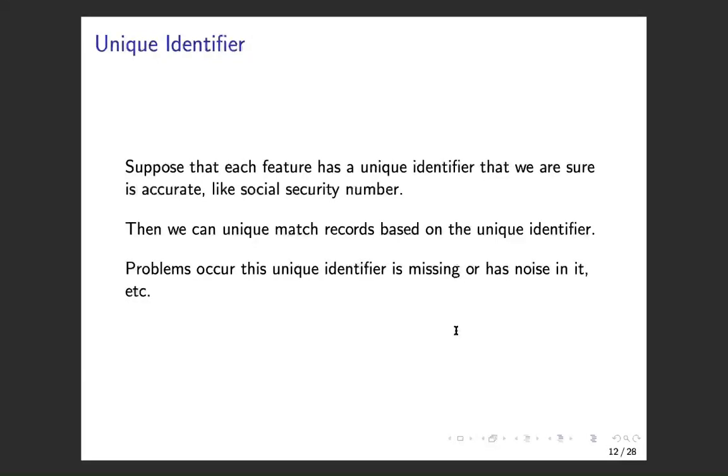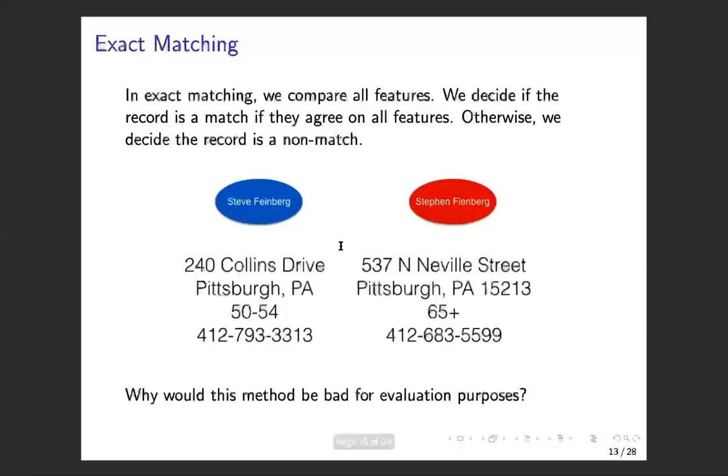Now, suppose that each feature has a unique identifier, and we're sure it's accurate, like a social security number, then we can uniquely match records based on this particular identifier. But problems will occur if the identifier is missing or has noise in it. As an example, if I have two different versions of Steve Fienberg, in exact matching, we compare all the features and we decide the record is a match if they agree on every single feature. Otherwise, the record is decided a non-match. And hopefully we can understand why this method is very bad for evaluation purposes.